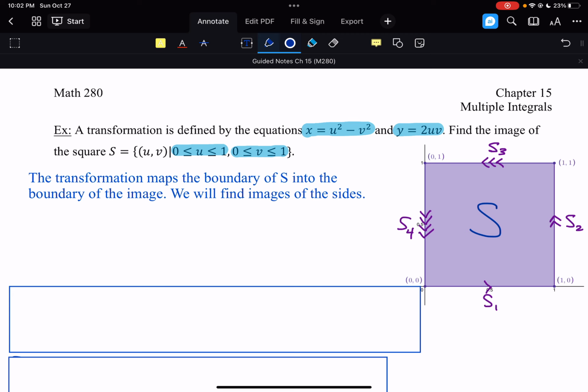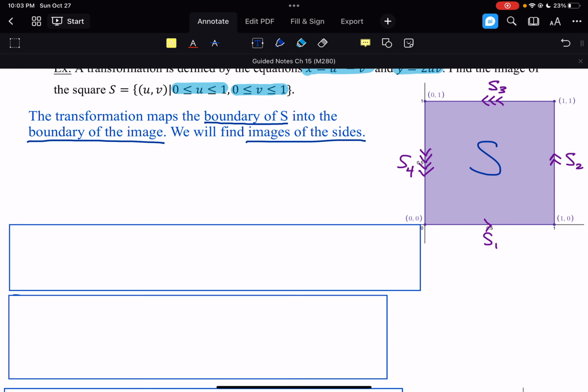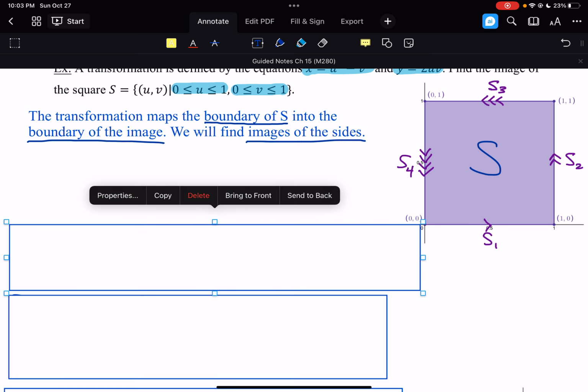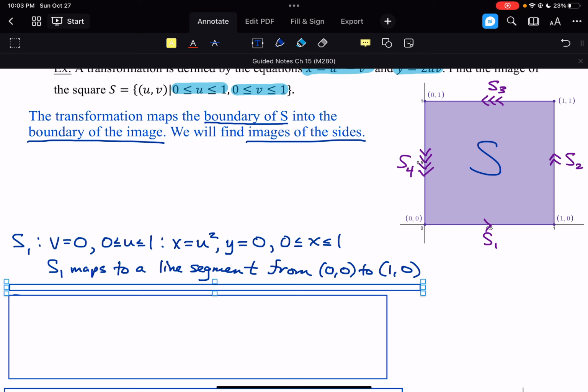Note the transformation maps the boundary of S into the boundary of the image. So we're going to find the images of the sides. You can see I've already got them labeled S1, S2, S3, S4. So we're going to just transform these 4 sides. And we know that whatever region we get out of that, all of the points inside of S in this shaded region will still be inside of R, the new transformed region. So we're going to go one line segment at a time. We're going to start with S1. You can see right here, S1, this is where V equals 0. V is the vertical axis, so V is 0.